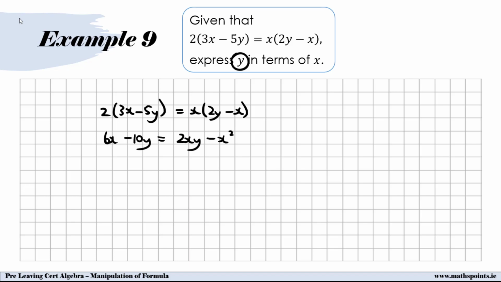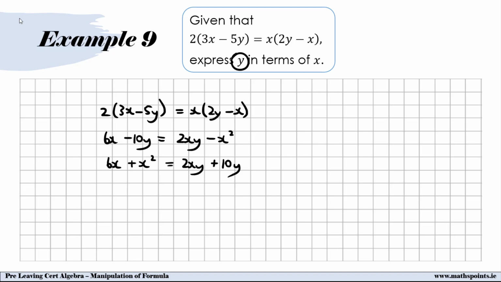I'm trying to get y on its own, so I'm going to bring all the y terms to the right hand side so that they'll be positive, and I'll keep the other terms on the left hand side. So I have 6x already on the left hand side. Minus x squared doesn't have a y in it, so I'm going to add an x squared to both sides, and it becomes 6x plus x squared on the left hand side. I'm going to add a 10y to both sides to get rid of the minus 10y from the left hand side, so I have 2xy plus 10y.